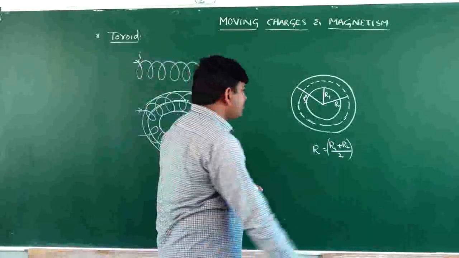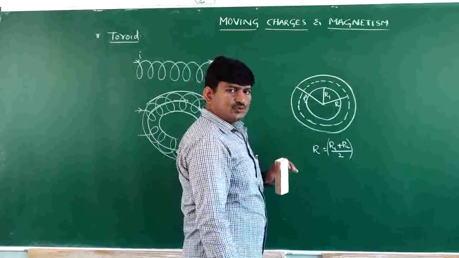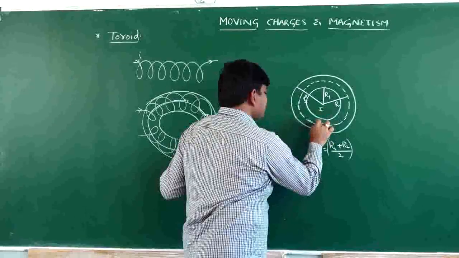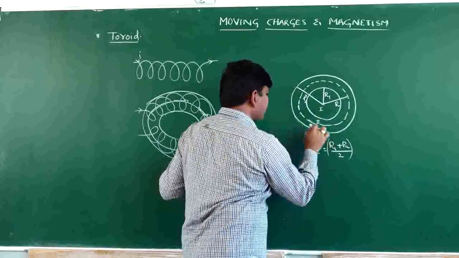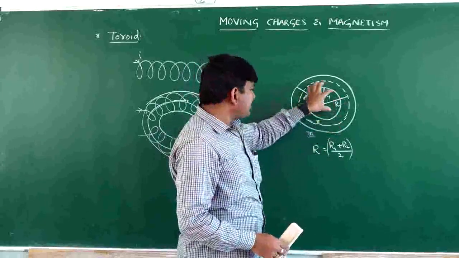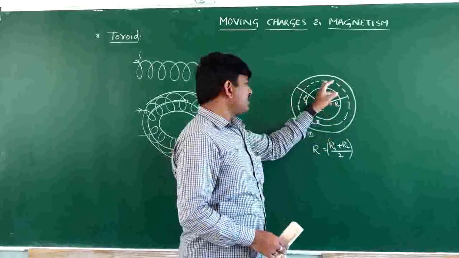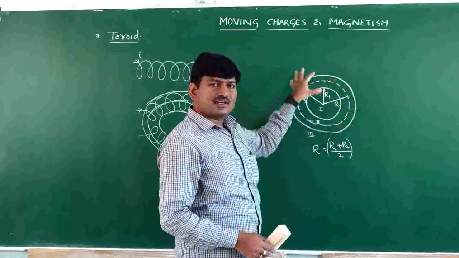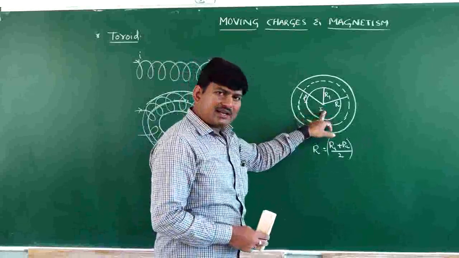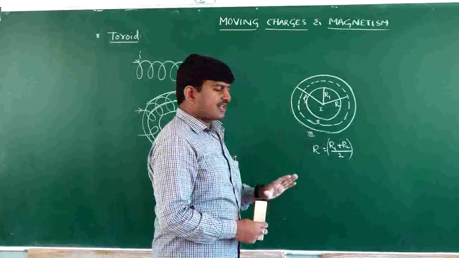Now, these three circles divide the entire region into three parts. This is region 1, this is region 2, and this is region 3. Region 1 is the region within the inner circle of the toroid, region 2 is inside the toroid, whereas region 3 is outside the toroid. First, we will calculate the magnetic field in region 1, then in region 2, and then in region 3 by using Ampere's circuital law.